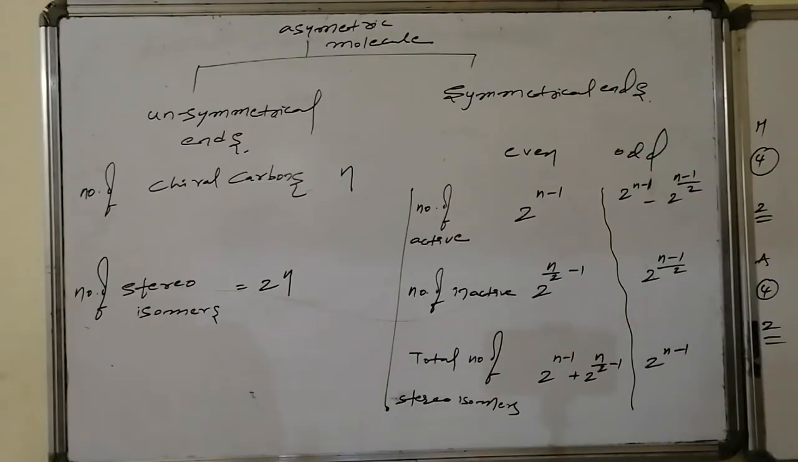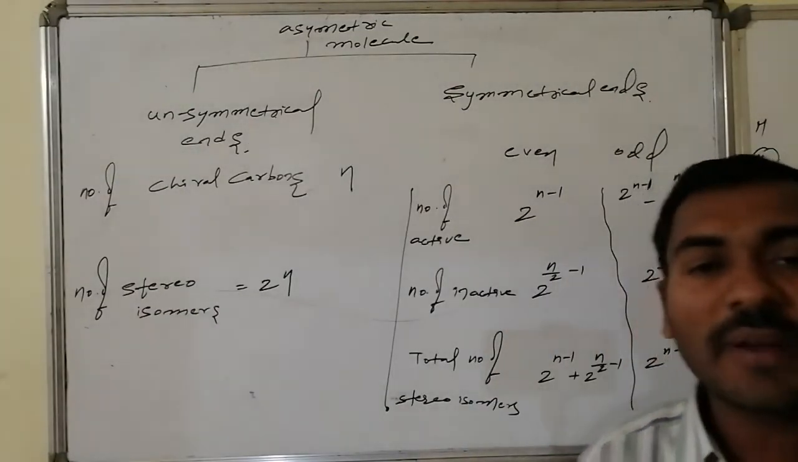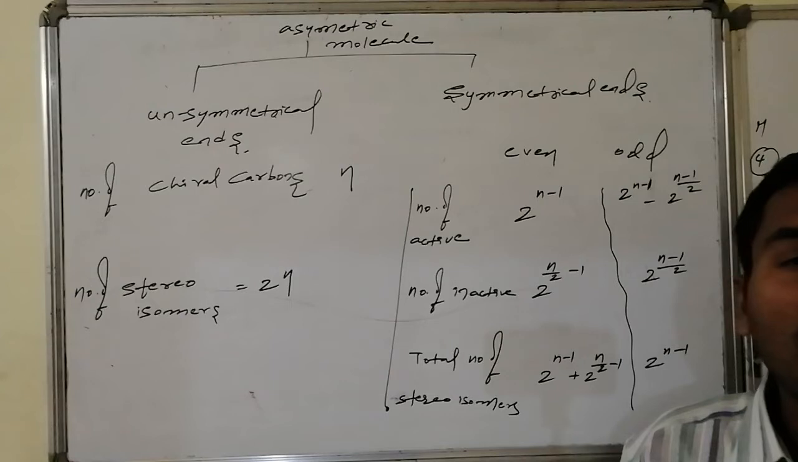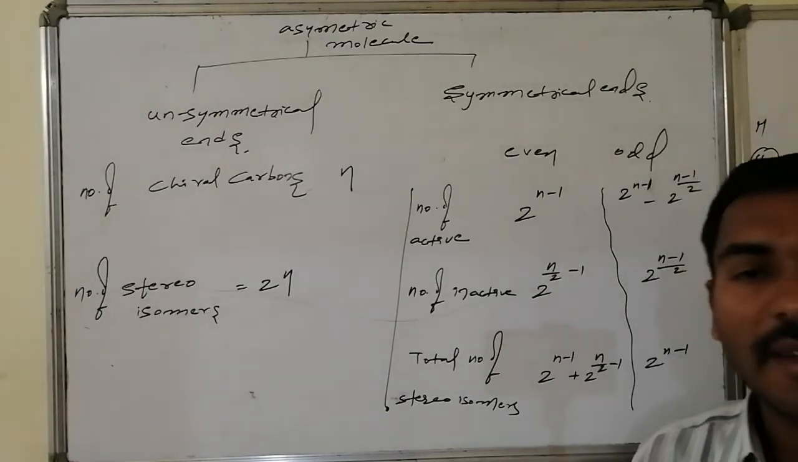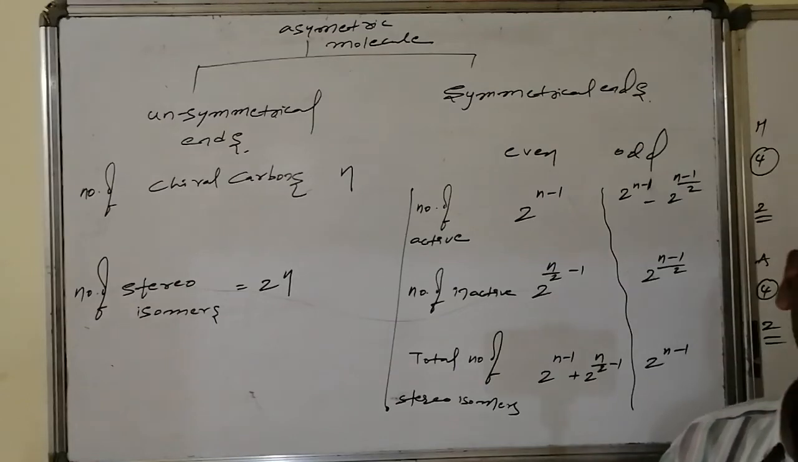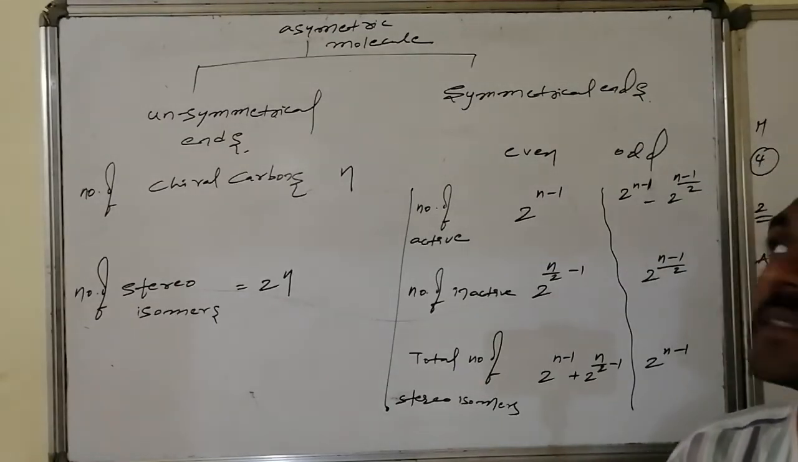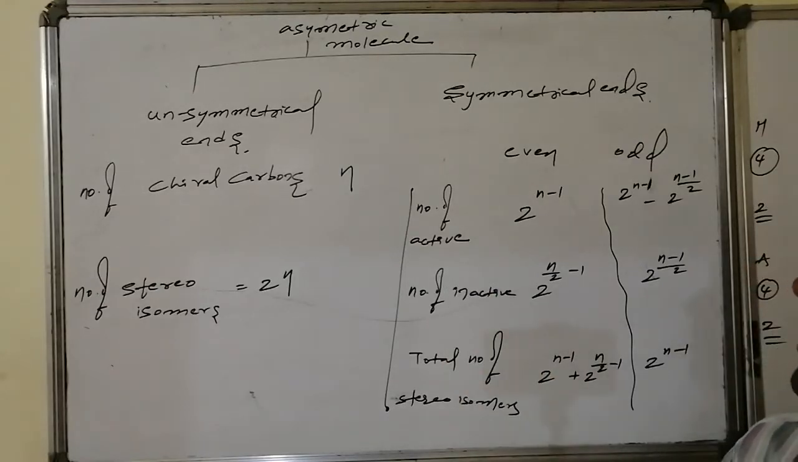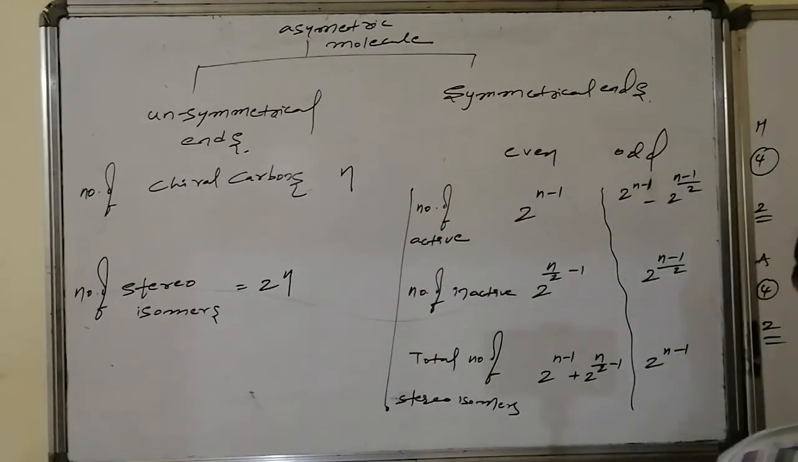Yes, as we know, if a molecule is symmetrical, if any symmetry element is present, like a plane of symmetry, center of symmetry or improper axis of symmetry, that molecule is symmetrical and optically inactive. Now we are discussing optically active molecules, and logically those molecules are said to be asymmetric molecules. Asymmetric molecules may have unsymmetrical ends, where the ends are different, or symmetrical ends.